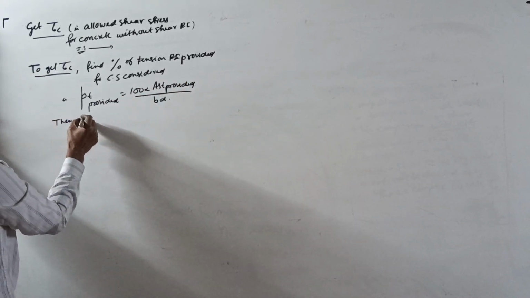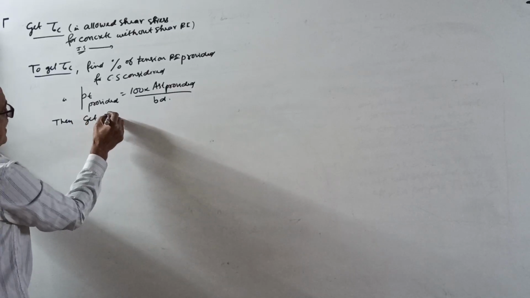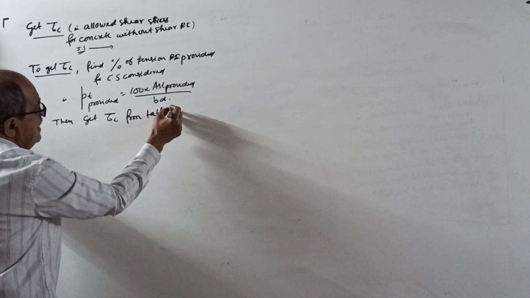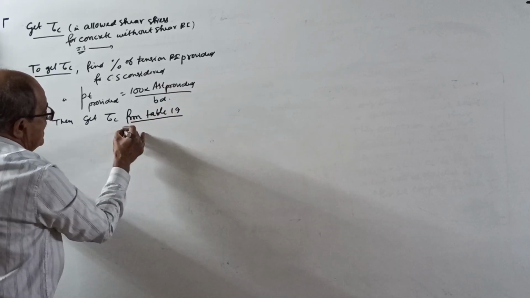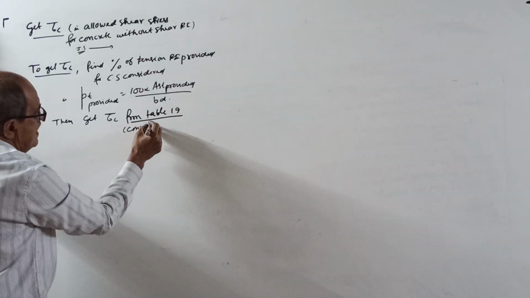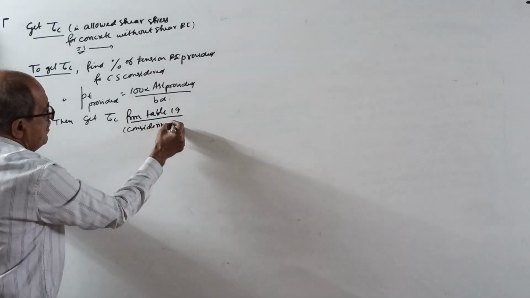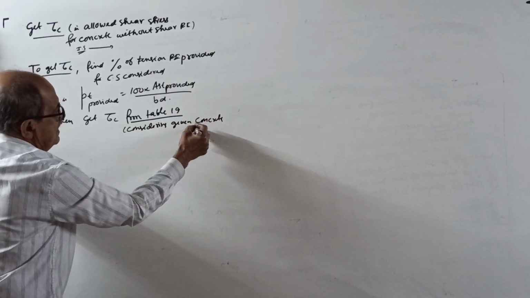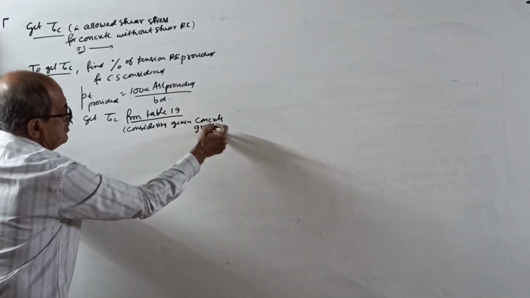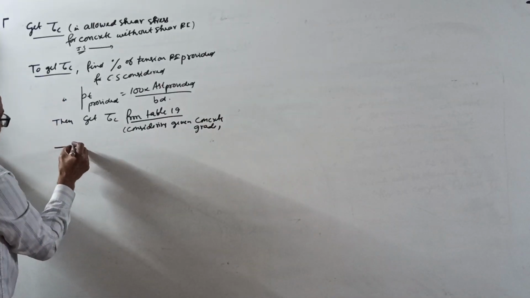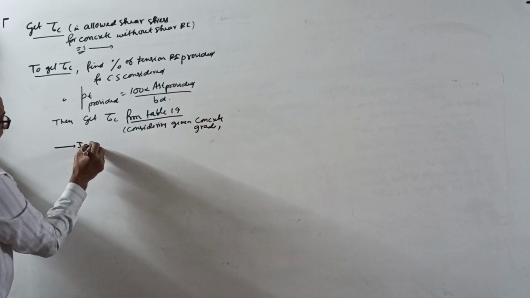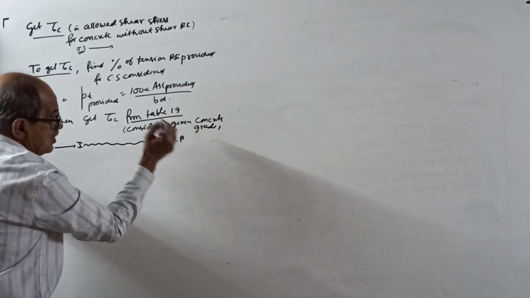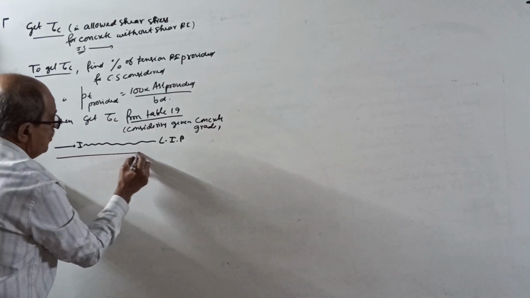Then get tau c from Table number 19, considering the given concrete grade, because for different concrete they give different values. Intermediate values are to be obtained by linear interpolation. You should write that. Okay, now tau c is over.